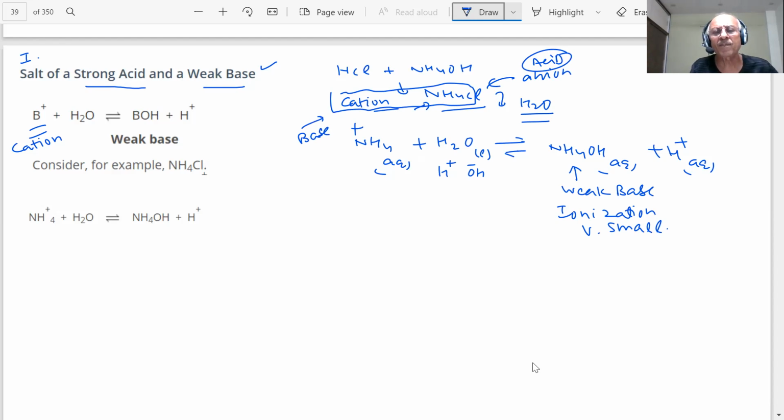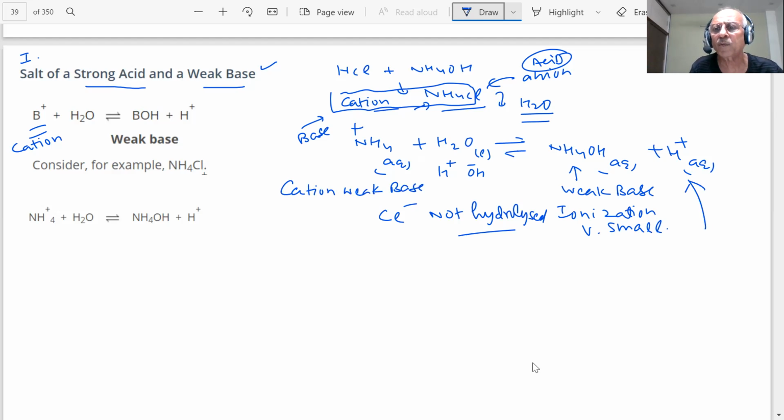So what is going to happen, student, in this case? The Cl minus is not going to be hydrolyzed. What is hydrolyzed? Ammonium ion, the cation of the weak base. And there will be a net increase in the concentration of H plus. The solution will be acidic.